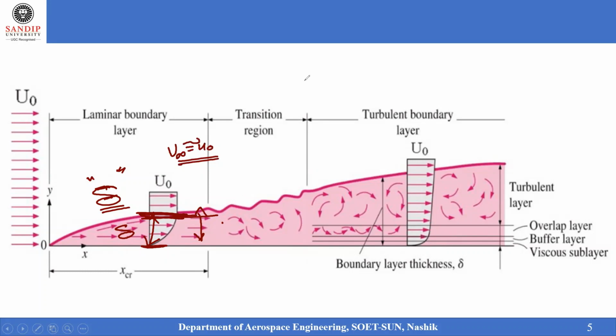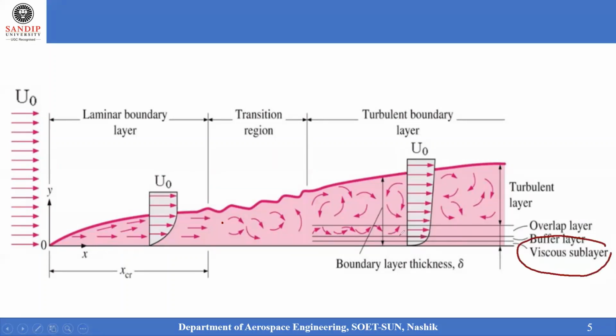Now coming to the turbulent boundary layer. What exactly is happening in this one is, even in the turbulent boundary layer, we are getting one more layer formation in the turbulent zone. That layer we will be calling a viscous sublayer, the layer which is formed in the turbulent zone.